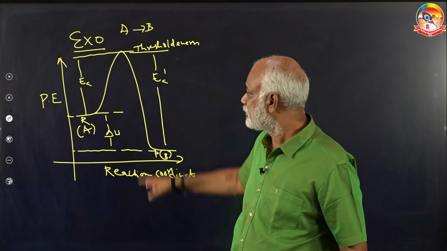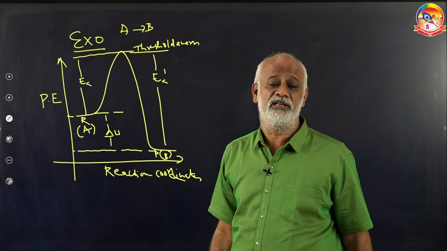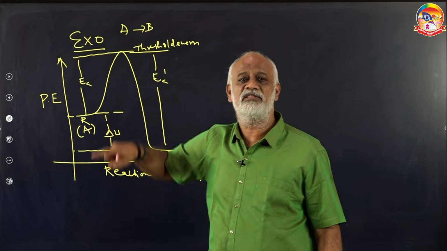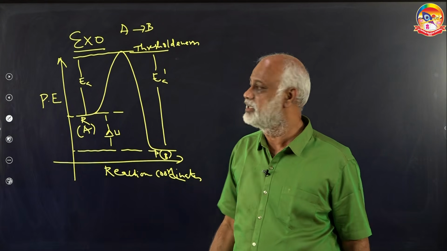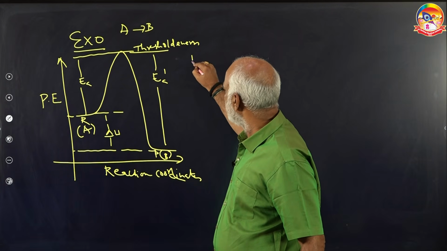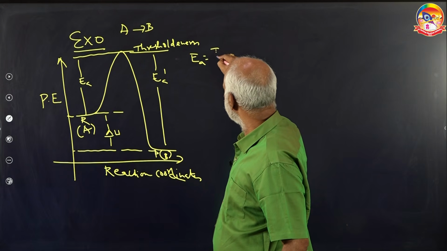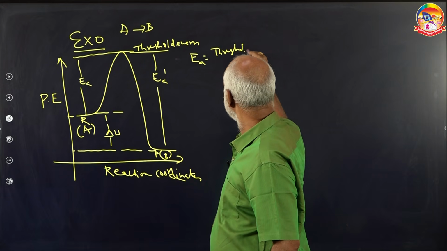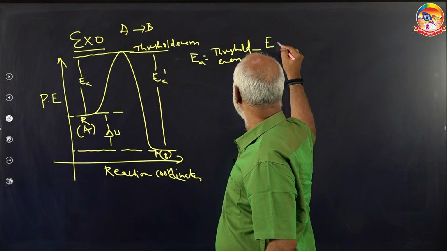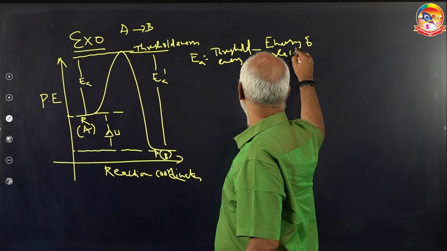So, the additional amount of energy that must be gained by the reactant molecules to attain threshold energy is called activation energy. So, activation energy is equal to threshold energy minus energy of the reactants.